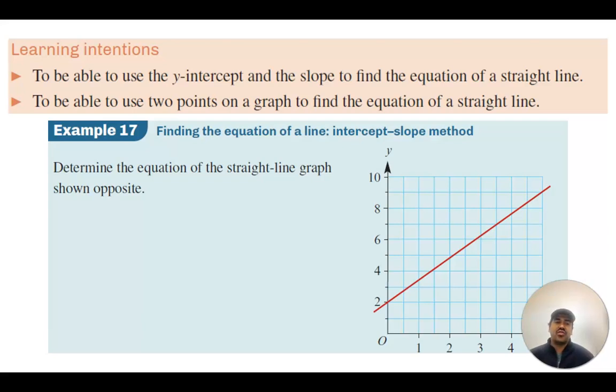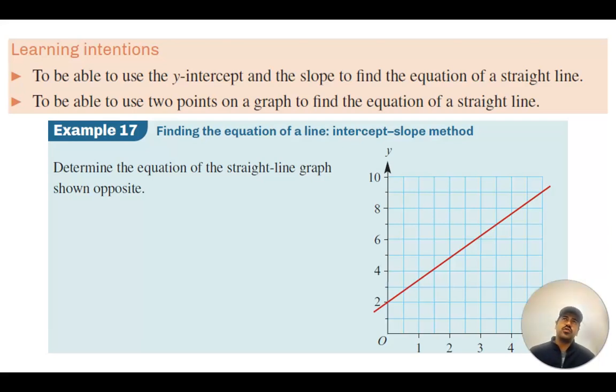5F will be looking into trying to make an equation using two different methods. The first one's called the intercept slope method. This is a method where a y-intercept has been visually shown to you within a graph, as we can see in this example 17. And then we use two particular points to find the slope, and then we go ahead and construct the equation. And then the second process is to be able to use 2 points on a graph to find the equation of a straight line.